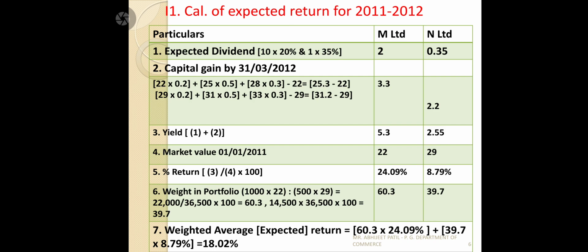Now how to find out your weighted average return? For the weighted average return you should multiply 60.3 into 24.09 plus 39.7 into 8.79, so we'll get 18.2% return for the financial year 11-12. The only change is in the second situation, where the probability is given, so the weight also should be multiplied with the number of shares and divided by total investment, and we'll find out the weight. Once we get the weight, we should multiply with the return we calculated as per the dividend and capital gain, your market values. So that is the answer to questions number 1 and 2.